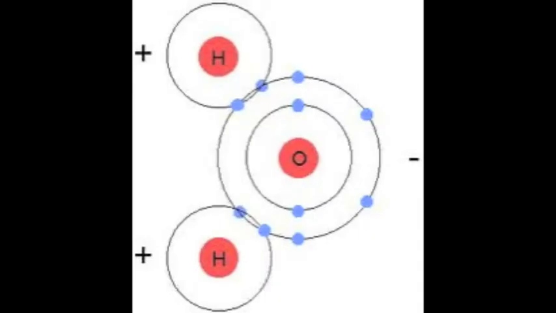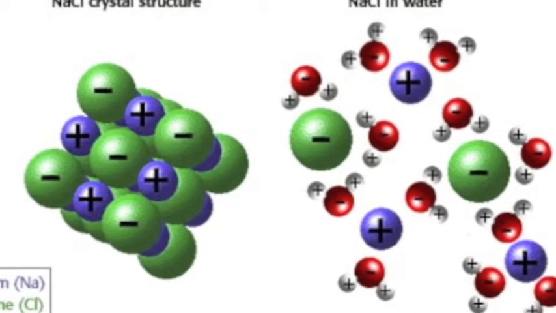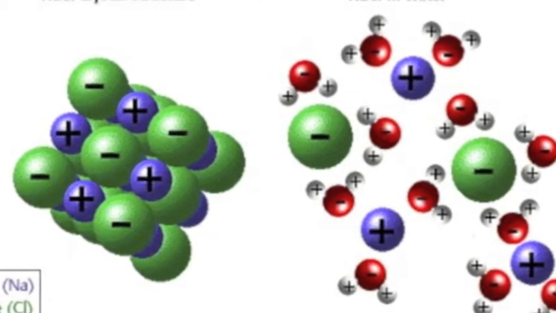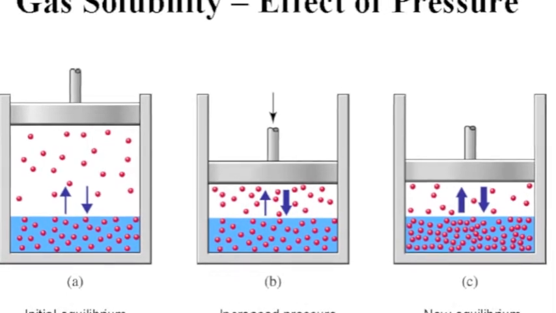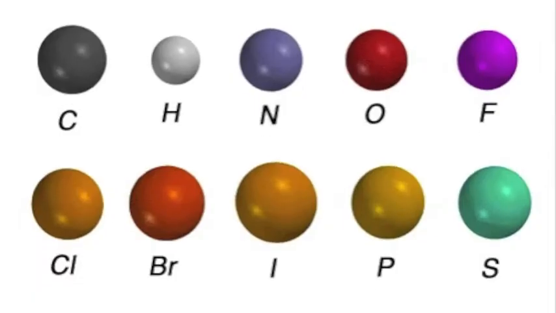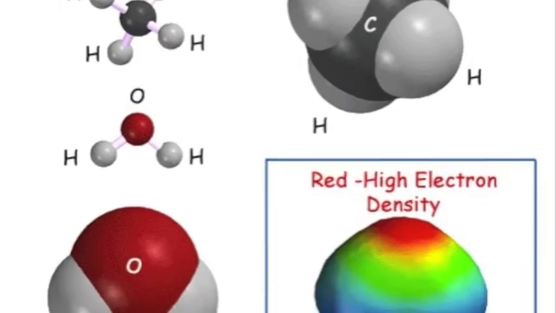The polarity of something affects the solubility because water is a polar substance. Therefore, polarity affects the solubility in that it makes a substance more soluble. In liquids and solids, when pressure decreases, so does solubility. Generally, the larger the particle, the less soluble it is.